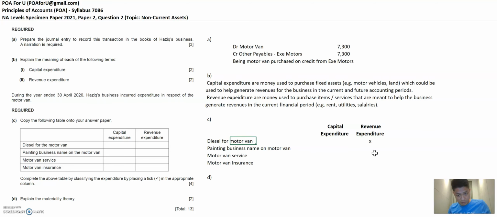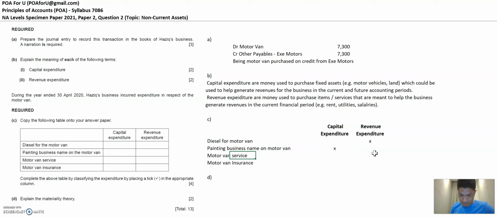Painting the business name on a motor van. Now, painting this on the motor van would mean that this business name and this advertisement would benefit you not only this year, but next year and future years as well. Unless you're really using poor quality paint, then the paint will run off, but I doubt so. So I will consider this a capital expenditure.